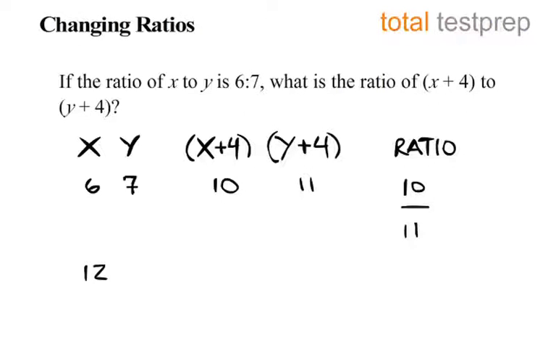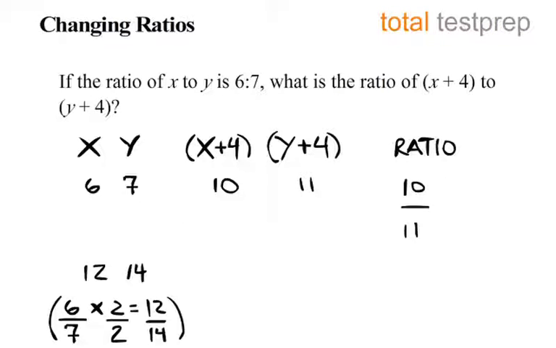But suppose that x is 12. In that case, y would be 14, because 12 to 14 is the same ratio as 6:7. All we did was we took 6/7, multiplied the top by 2 and the bottom by 2. So we didn't change the ratio, since we changed both the top and the bottom by the same amount. But in this case, if x is 12, then x plus 4 is 16, and if y is 14, then y plus 4 is 18.